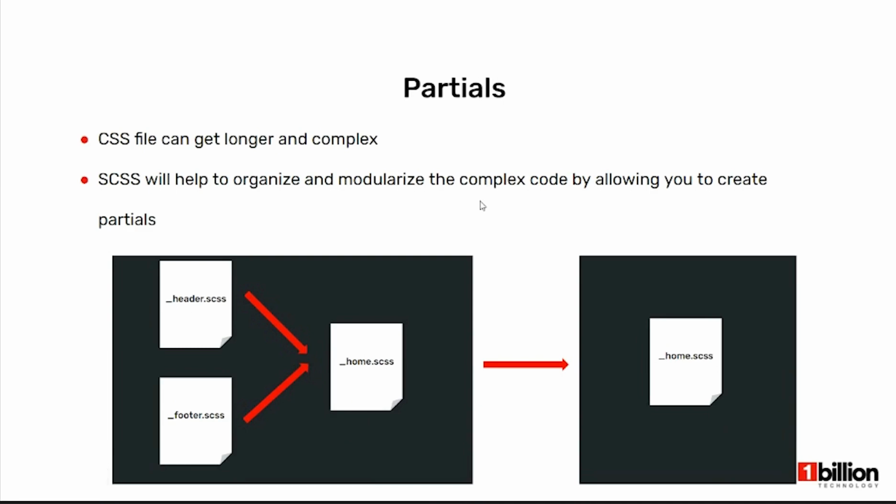To create a partial in SASS, the style sheet name should always start with an underscore character. For example, _header.scss. This underscore character indicates that this is a small part of CSS. So there is no need to compile this into CSS independently.